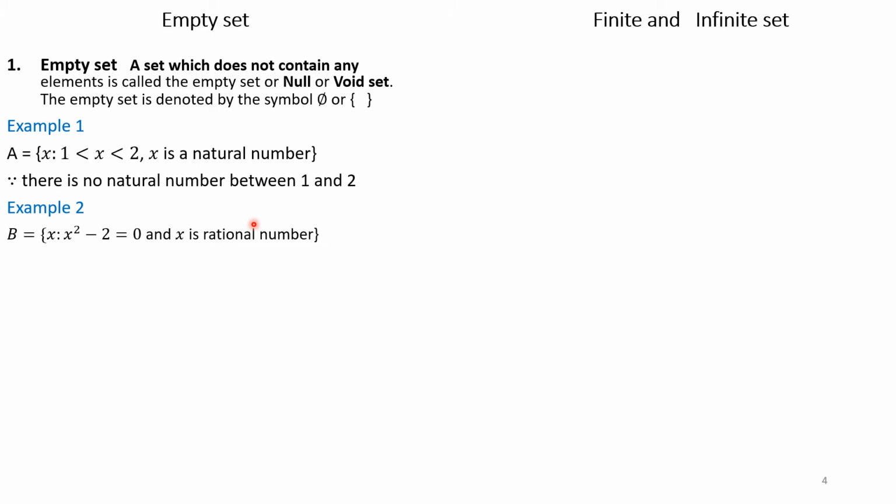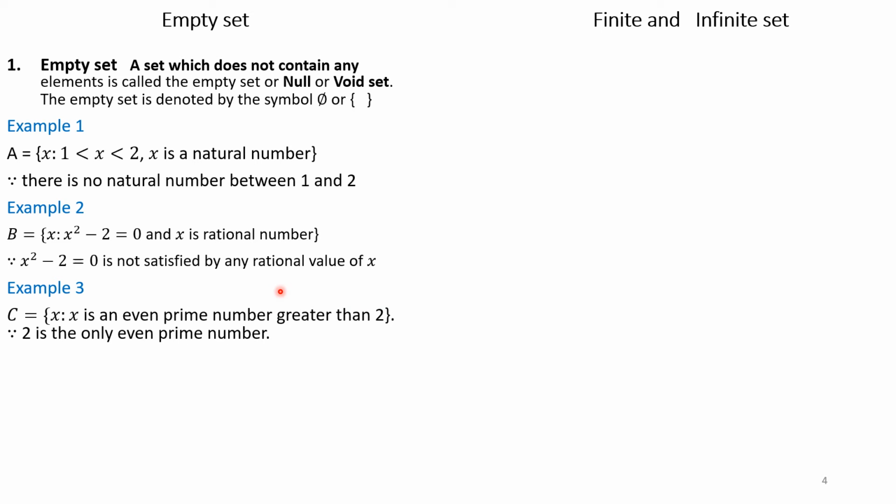Example number 2. B equals the set of all values of x such that x squared minus 2 equals 0 and x is a rational number. If we solve it, x squared minus 2 equals 0, so x squared is equal to 2, which is not satisfied by any rational value of x, because the square root of 2 is not a rational number. Hence it is an empty set.